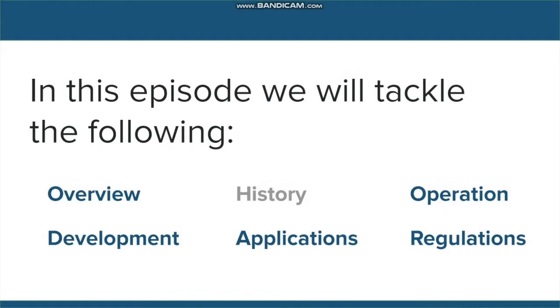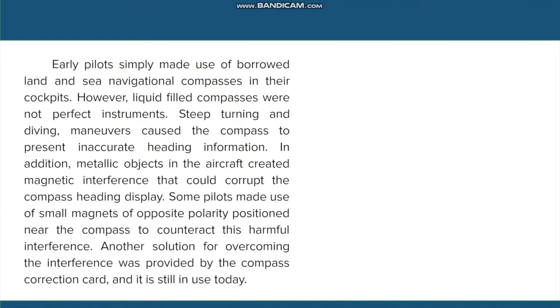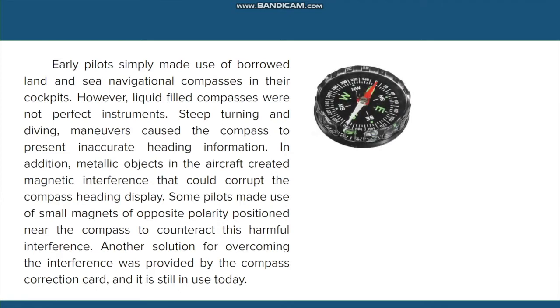Next, we have the history. The history of the heading indicator. Early pilots simply made use of borrowed land and sea navigational compasses in their cockpits. However, liquid-filled compasses were not perfect instruments. Steep turning and diving maneuvers caused the compass to present inaccurate heading information.